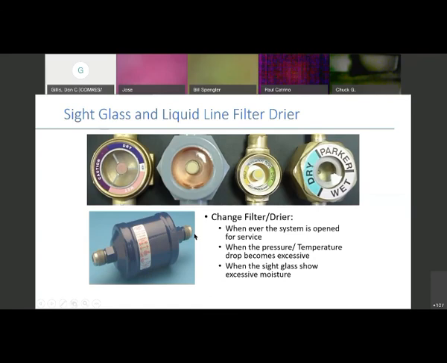And obviously, if you don't have the luxury of taking those pressures on each side of it, we'll deal with temperatures then. Anytime you see ice on any side of it, obviously that needs to be changed. It's a no-brainer, right?